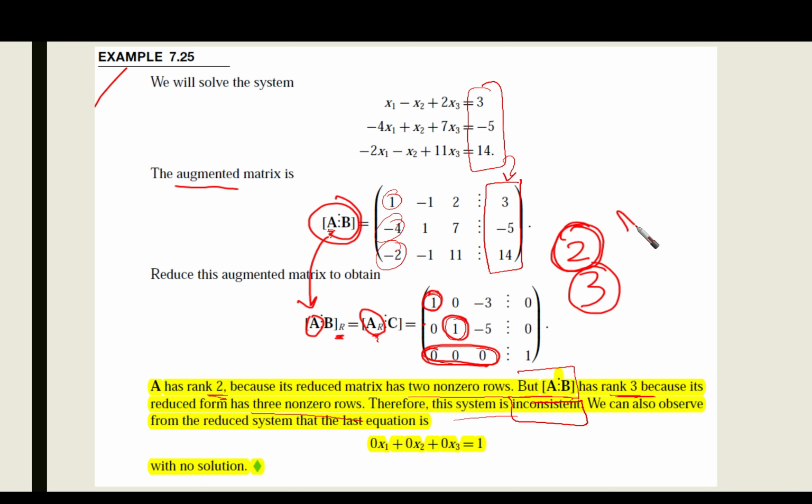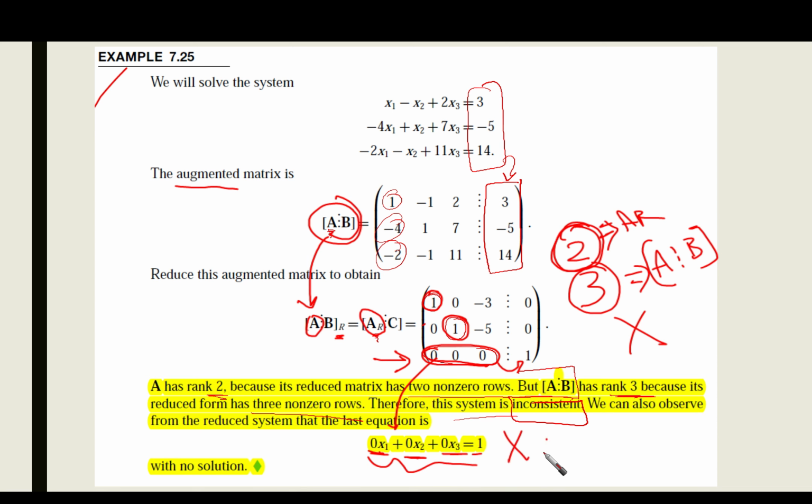A has a lower rank than the augmented matrix, right? So this means the system will have no solution. How can we read this? You can read it from the last equation here. The last equation tells us 0x1 plus 0x2 plus 0x3 equals what? 1. It does not work. This means that this system has no solution. You understand this? Okay.